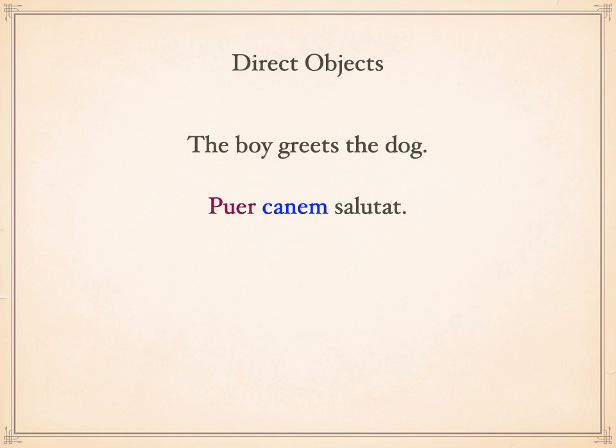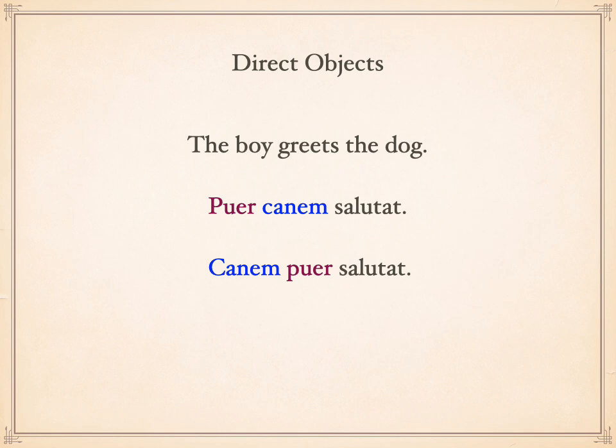One of the big clues for words in the accusative is that they tend to end in the letter M. So puer canem salutat means the boy greets the dog. It doesn't matter if I start changing the words around. In Latin, it's still going to mean the same thing. Canem puer salutat still means the boy greets the dog. We've just put the word for dog, canem, in a position in the sentence that emphasizes it just a little bit more. This is something to keep in mind as we're translating sentences.